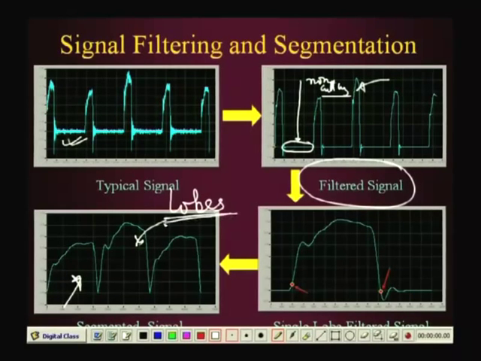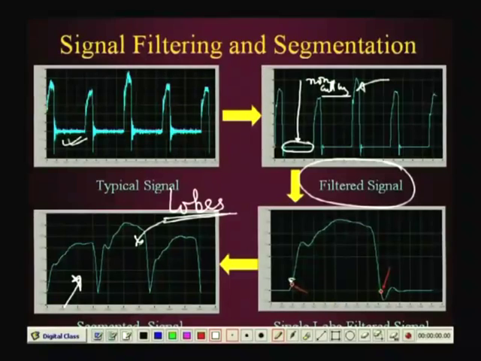So, our features were based on this lobe. For example, you can calculate the area of the lobe, right? So you have to identify the end points and the beginning points of the lobe, and then calculate a feature corresponding to a lobe. Then you have one lobe after another coming, and you have to estimate the tool wear in terms of this feature of the lobe, right? So that was the objective.